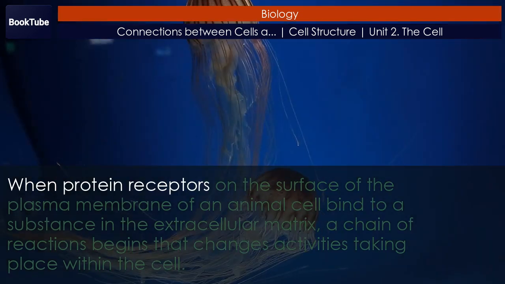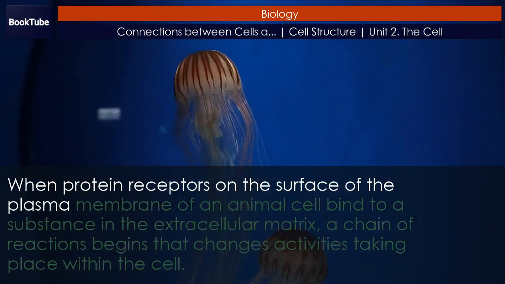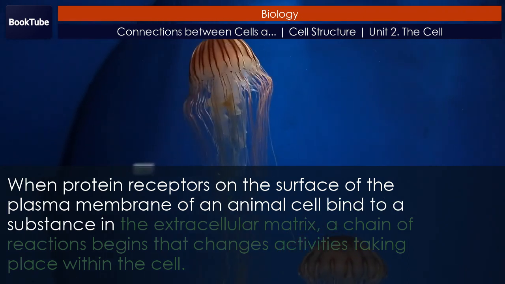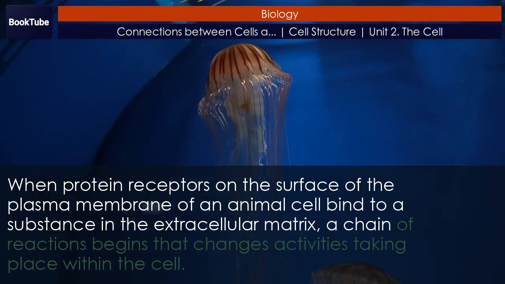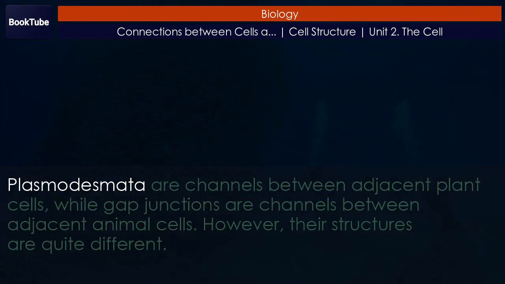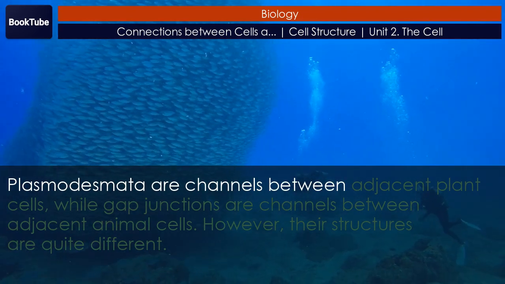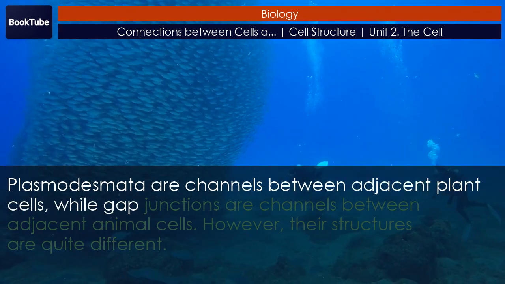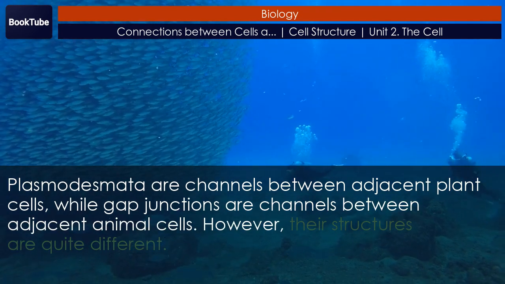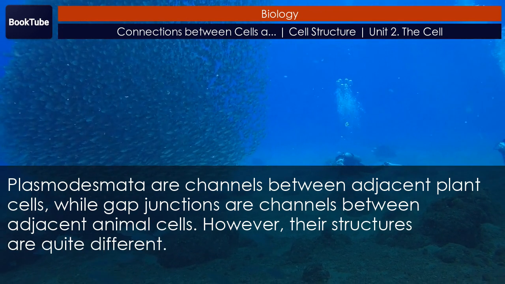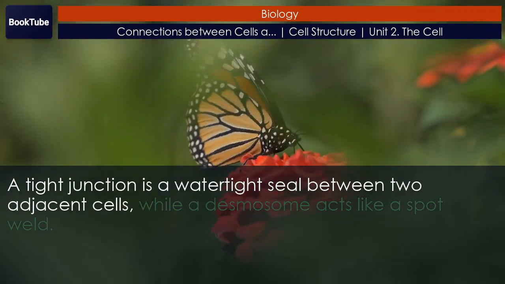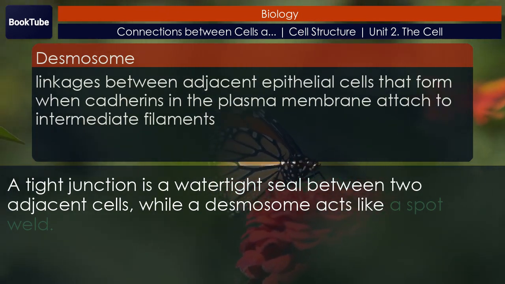When protein receptors on the surface of the plasma membrane of an animal cell bind to a substance in the extracellular matrix, a chain of reactions begins that changes activities taking place within the cell. Plasmodesmata are channels between adjacent plant cells, while gap junctions are channels between adjacent animal cells. However, their structures are quite different. A tight junction is a watertight seal between two adjacent cells, while a desmosome acts like a spot weld.